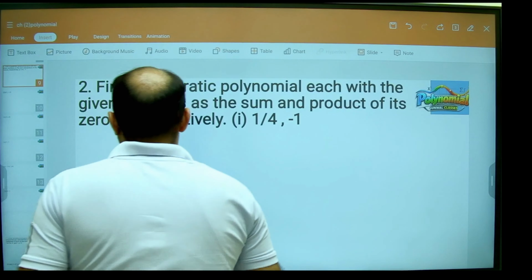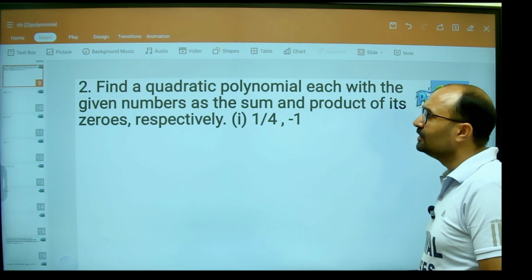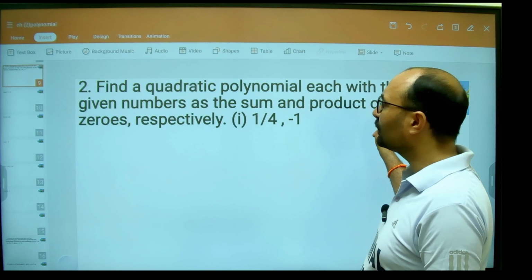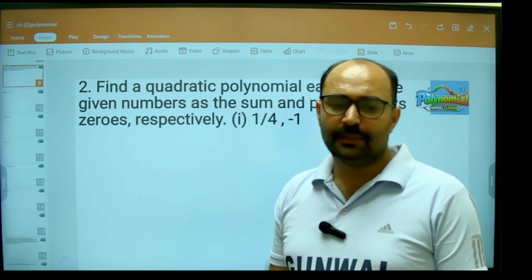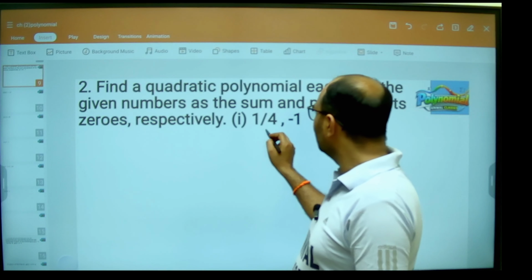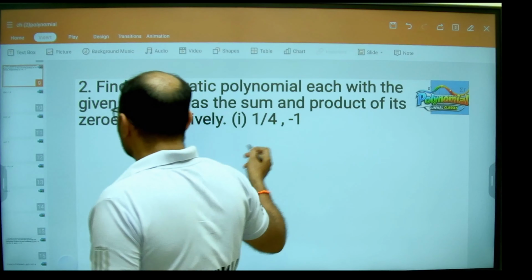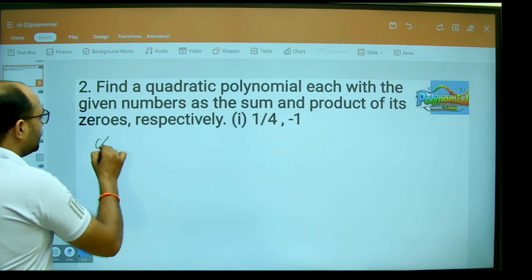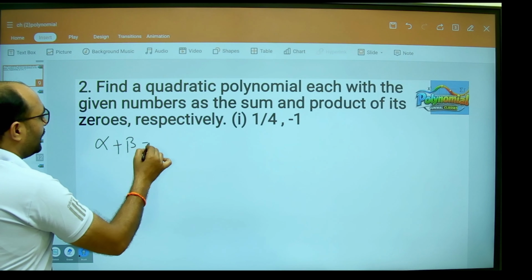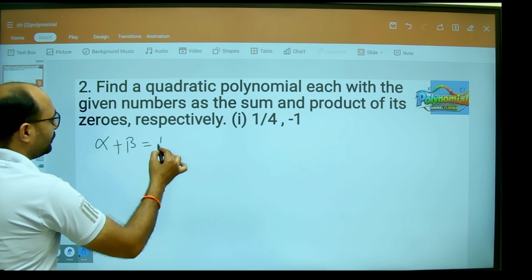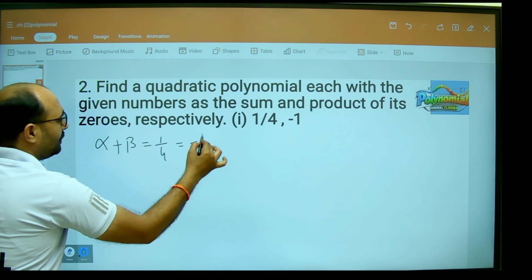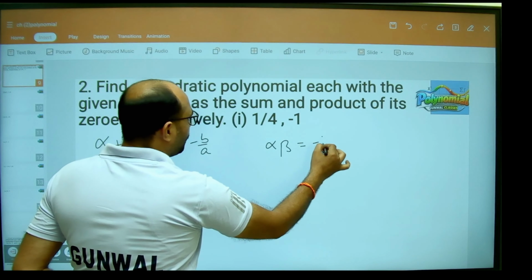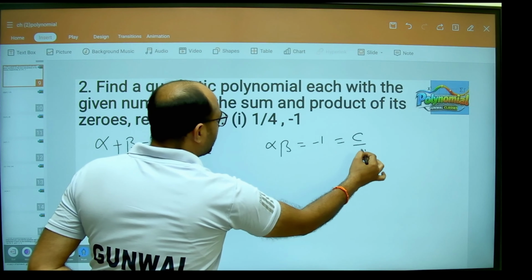Question number 2. Find the quadratic polynomial each with given number as the sum and product of its zeros respectively. This is sum and this is product of zeros. Alpha plus beta is given as 1 by 4, which is equal to minus b upon a. Alpha into beta is equal to minus 1, which is equal to c upon a.